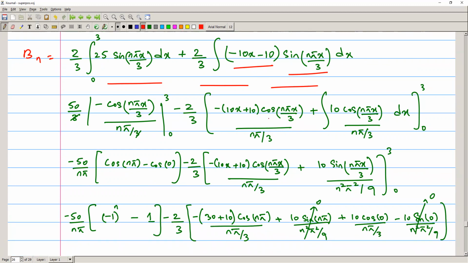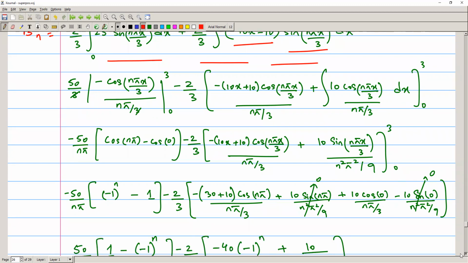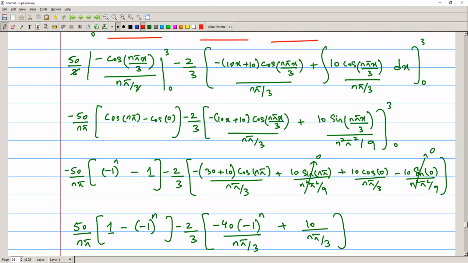Here negative (10x plus 10) times cosine n pi x over 3 divided by n pi over 3, plus the integral. The derivative of 10x plus 10 will be only 10, and times the integral of sine is cosine n pi x over 3 over n pi over 3, right? So in this way we will solve this integral, and here we can see that this is negative 50 over n pi times cos n pi minus cos 0. We applied the limits, and then here again we will apply the limits in the next step after simplifying this bracket.